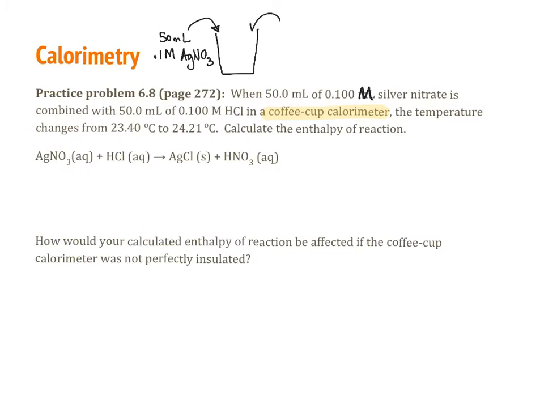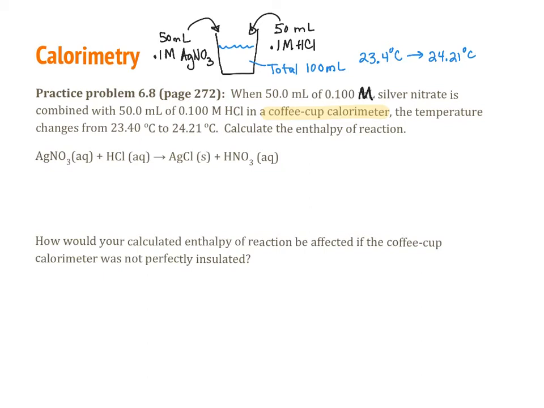And also we're going to put in 50 milliliters of 0.1 molar hydrochloric acid. And so in total, once we mix them both together in this container, we're going to have a total of 100 milliliters of solution, which is mostly water with a little bit of hydrochloric acid and silver nitrate dissolved in it. And it says that the solution changes from a temperature of 23.4 degrees Celsius to 24.21 degrees Celsius, and it says calculate the enthalpy of reaction.